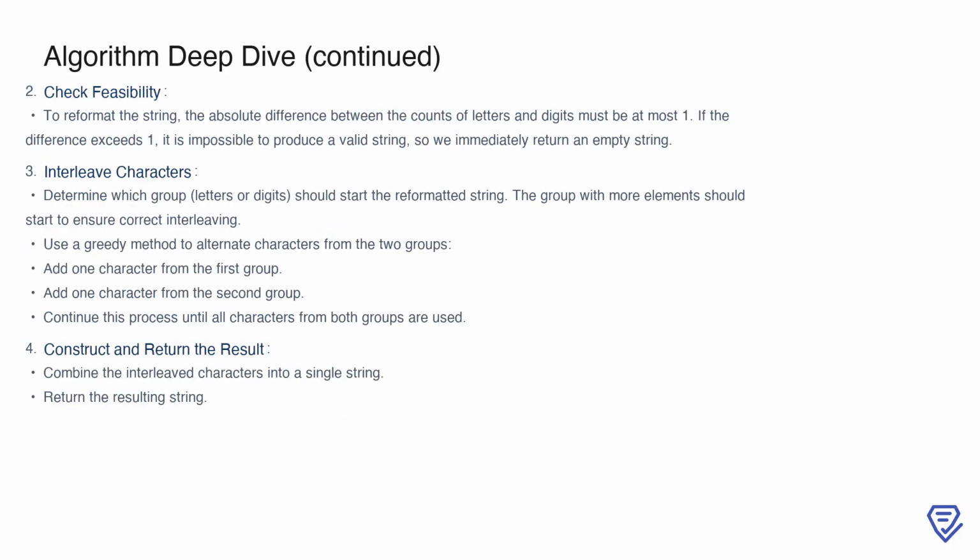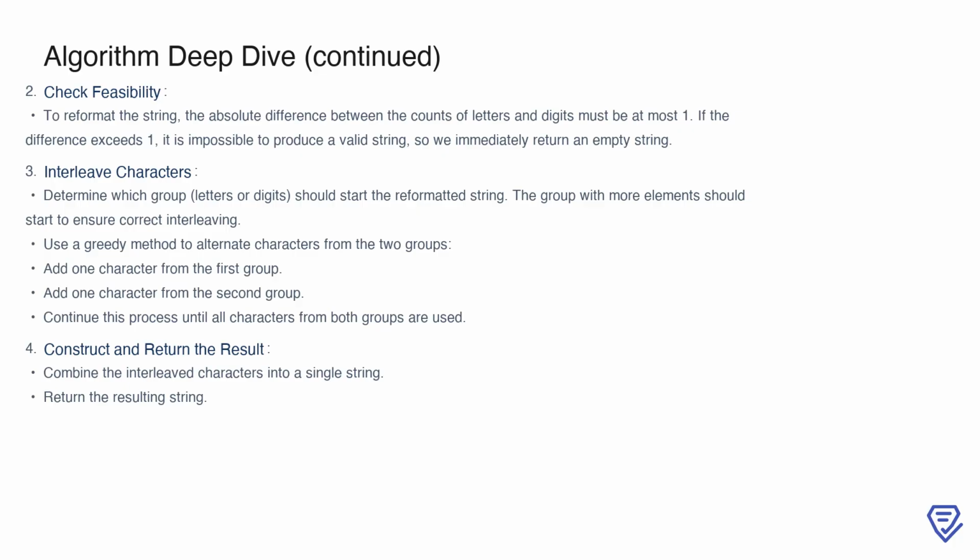Once we've separated the characters into letters and digits, the next step is to check if it's possible to reformat the string. For the interleaving to work, the absolute difference between the counts of letters and digits must be at most 1. If the difference exceeds 1, we know it's impossible to alternate between the two groups without having consecutive characters of the same type, so we return an empty string immediately. If it is feasible, we proceed to interleave the characters.